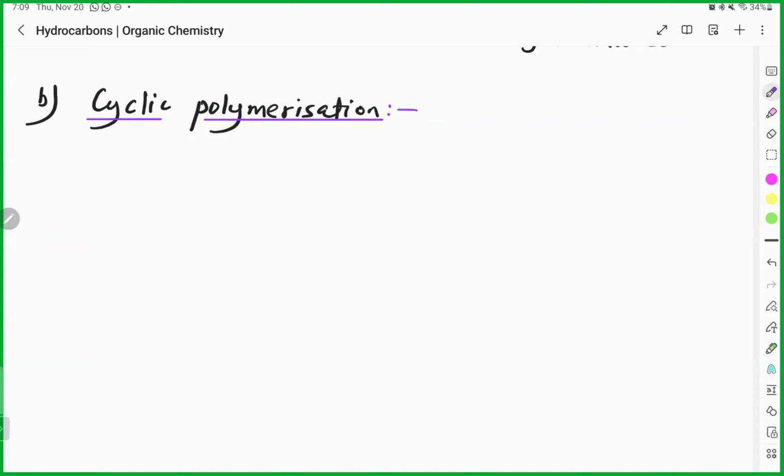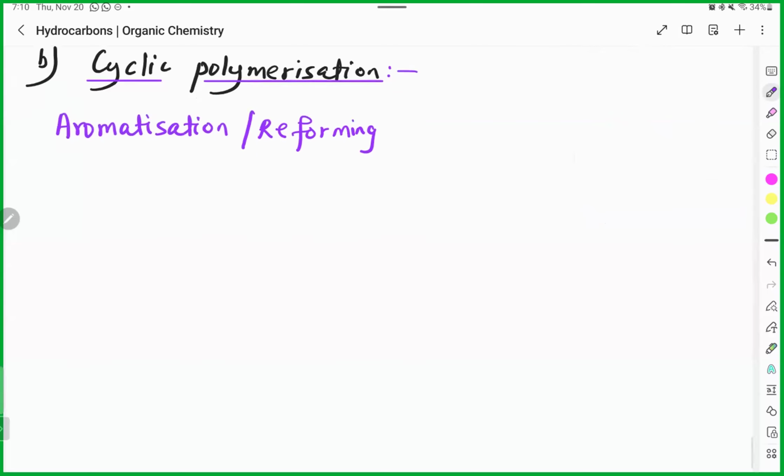Correct? Reforming is different. Reformation is different. Reforming is also known as aromatization. Do you remember this? In alkane, aromatization or reforming. And this is a very special reaction because you can make a benzene ring by this process. If you heat the alkane at very high temperature, then benzene formation will occur.